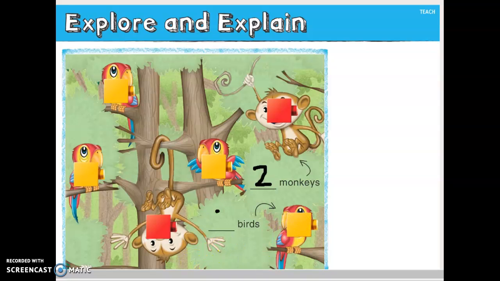Okay, now I can use my writing tool. We're going to write how many birds there are. 1, 2, 3, 4. Down and over. Down some more. That's the way to make the 4. All right, so I can compare that I have 4 birds and 2 monkeys. I have more birds than I have monkeys by the amount of 2.